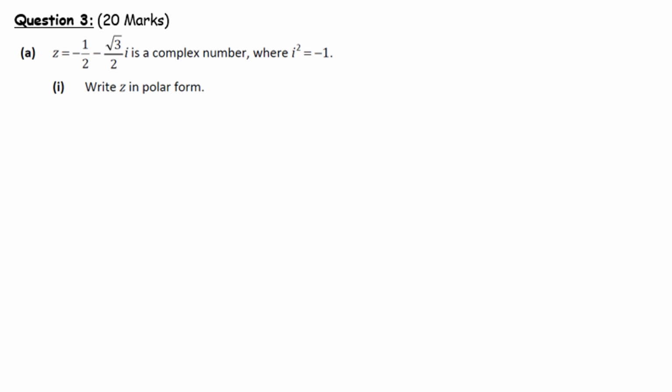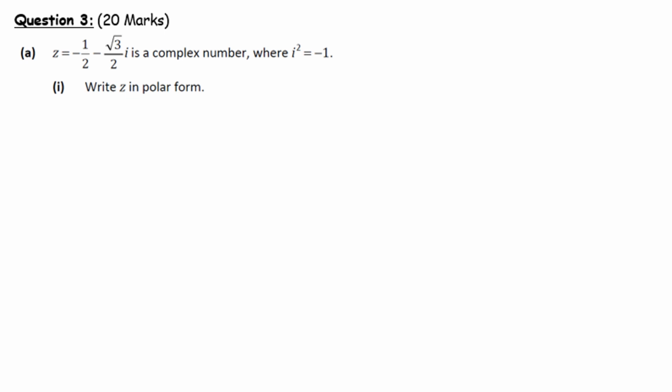Question 3. So this is a 20 mark question. I've removed a 5 mark part that would have been at the end. I covered this as one of our examples as we were working through complex numbers. So part A is giving us the complex number z and asks us to write z in polar form.